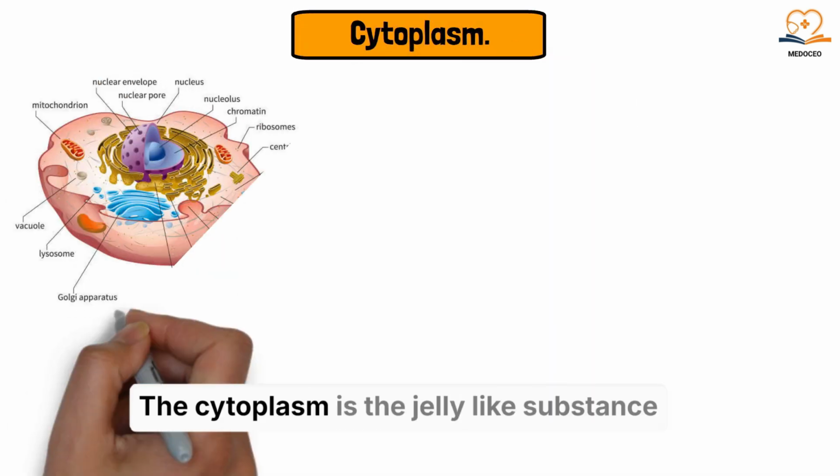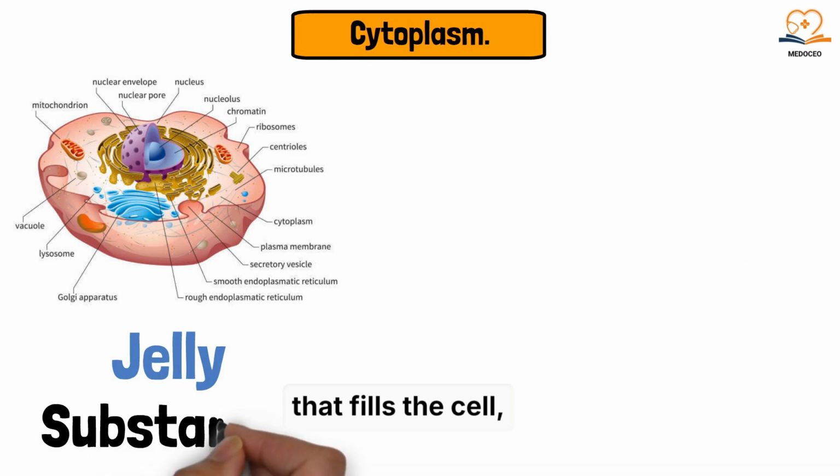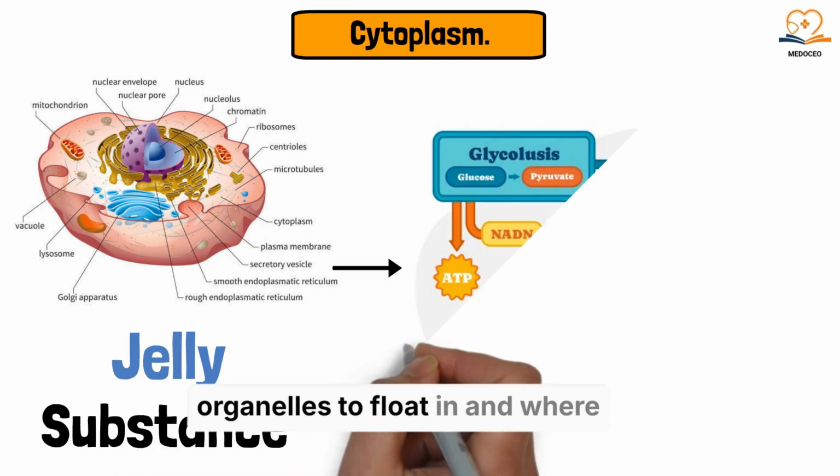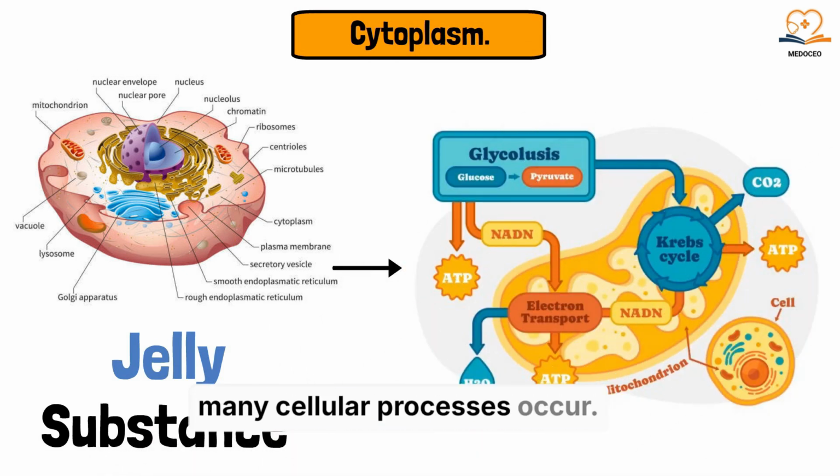Cytoplasm. The cytoplasm is the jelly-like substance that fills the cell, providing a medium for the organelles to float in and where many cellular processes occur.